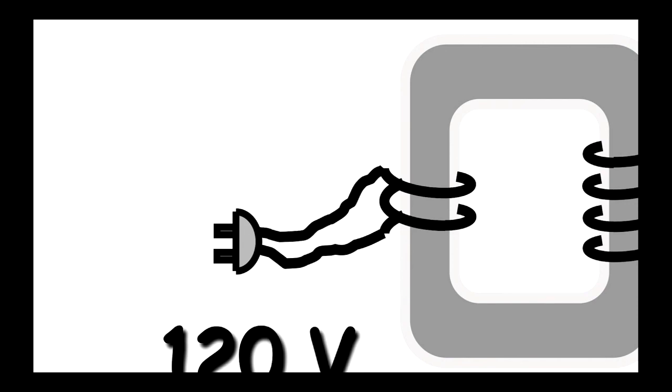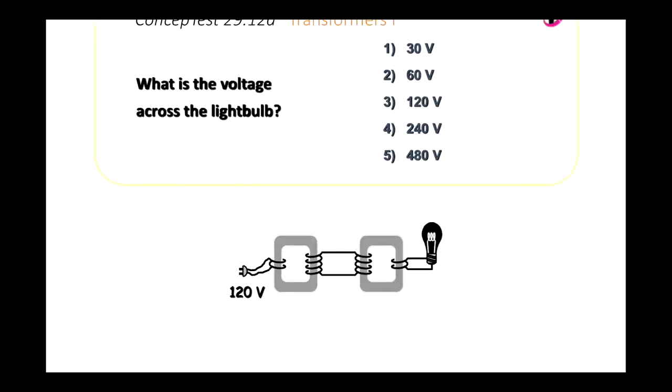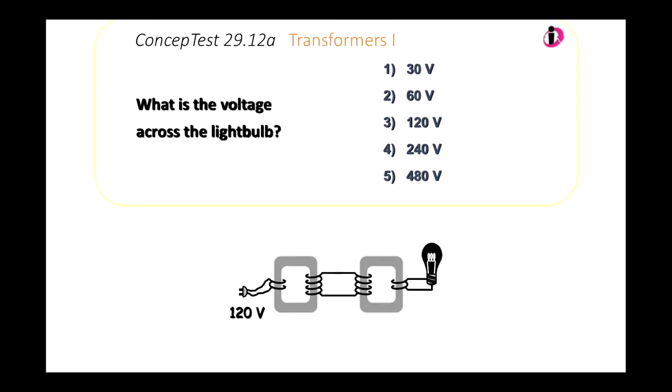Everything there is broken. You'll notice there are 2 loops, and then 4, and then 4, and then 2. So just due to ratios, I'm stepping up and then back down to the exact same voltage. So the light bulb should get 120, okay?